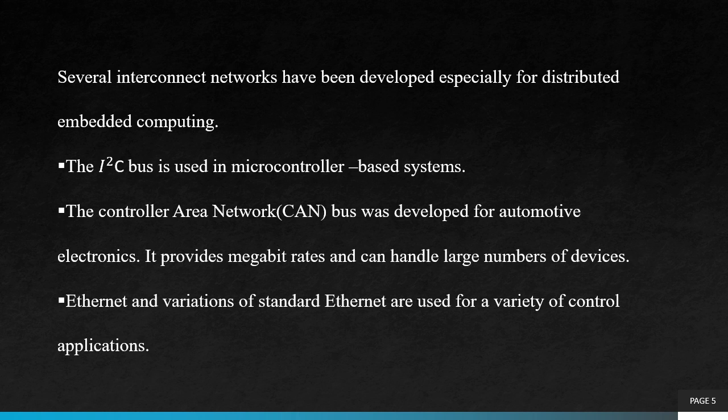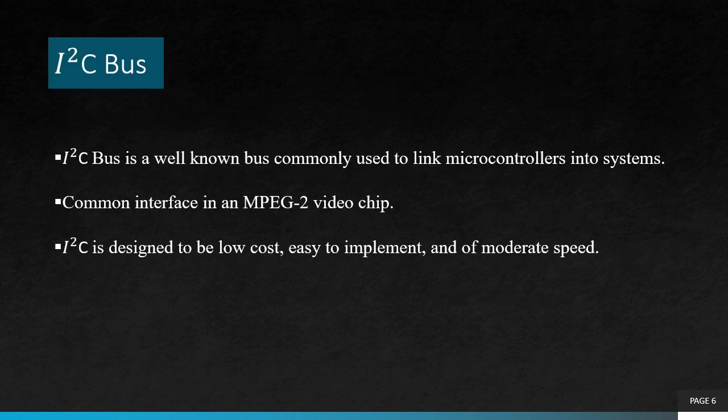For embedded computing, several interconnect networks have been developed. The I2C bus is used in microcontroller-based systems. The controller area network was developed for automotive electronics. It provides megabit rates and can handle a large number of devices. And the other one is Ethernet and variations of standard Ethernet, which are used for a variety of control applications. We'll be looking in detail at each of these networks. In this video, we'll be discussing the I2C bus.